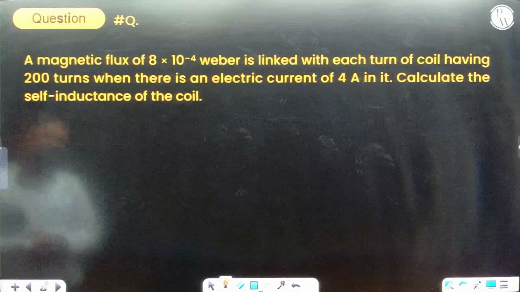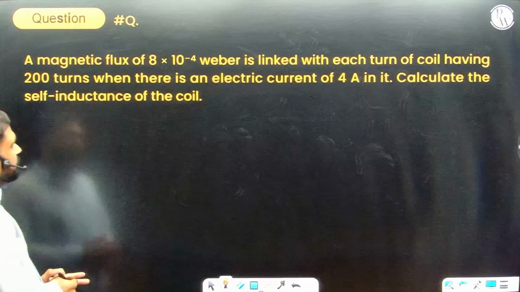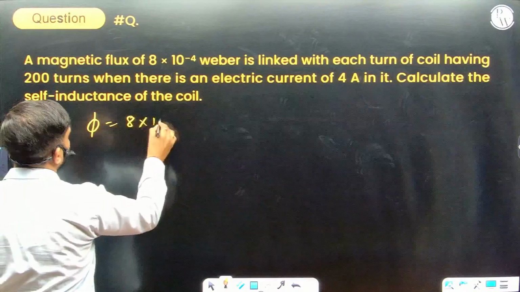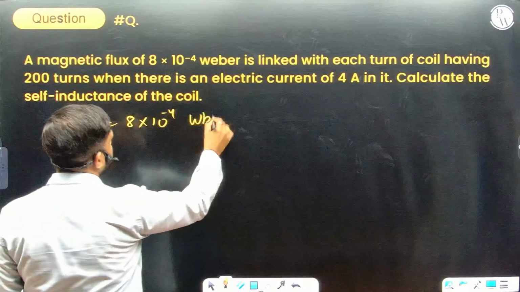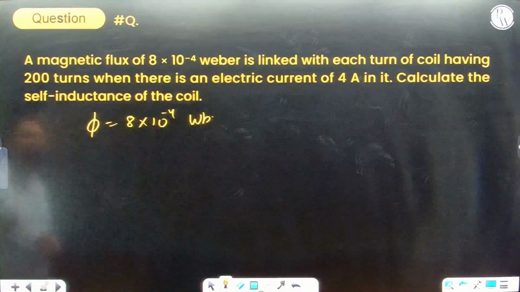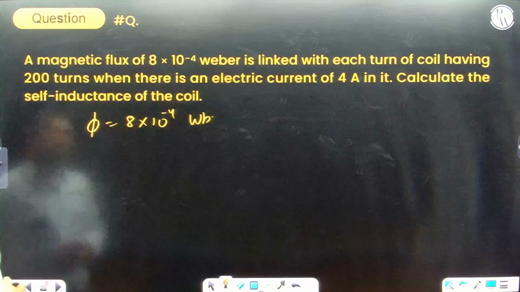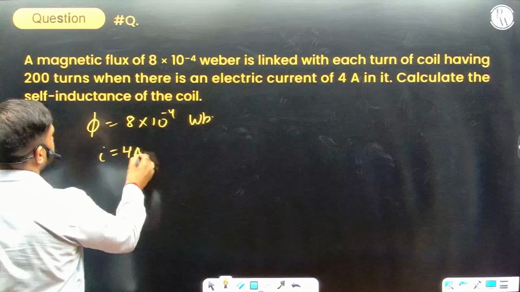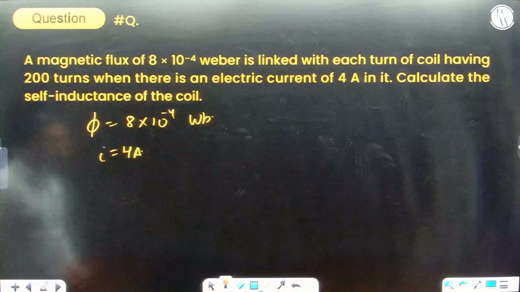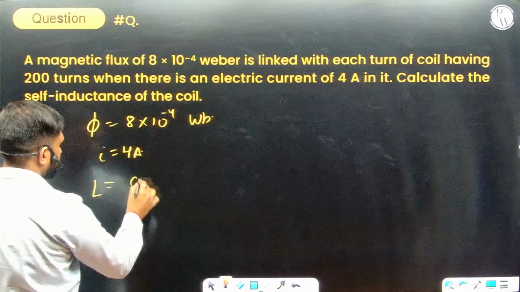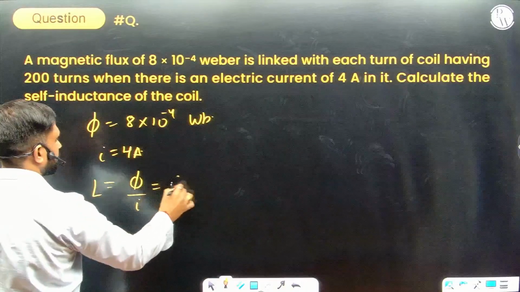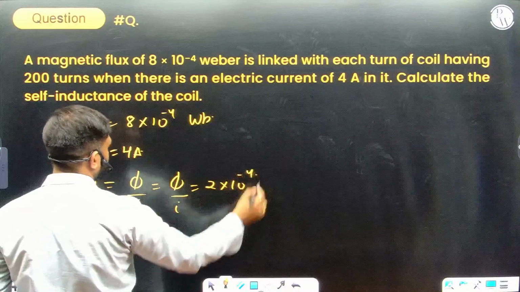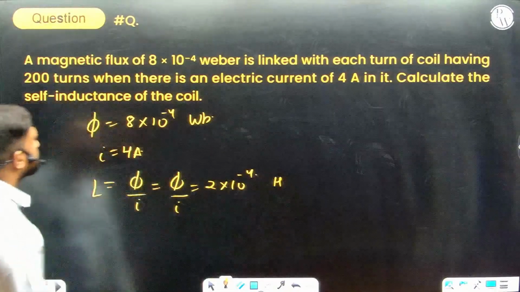Next, let's take another question. Magnetic flux is given as 8 into 10 to the power minus 4 Weber, and it is linked with each turn of a coil having 200 turns. When there is an electric current I equals 4 amperes in it, calculate the self-inductance. So I know that self-inductance is Φ by I. So the total flux divided by 4 amperes will be 2 into 10 to the power minus 4. The unit is Henrys.